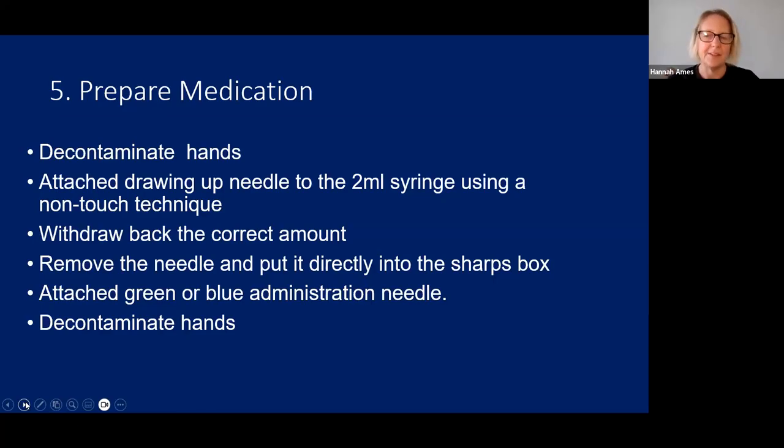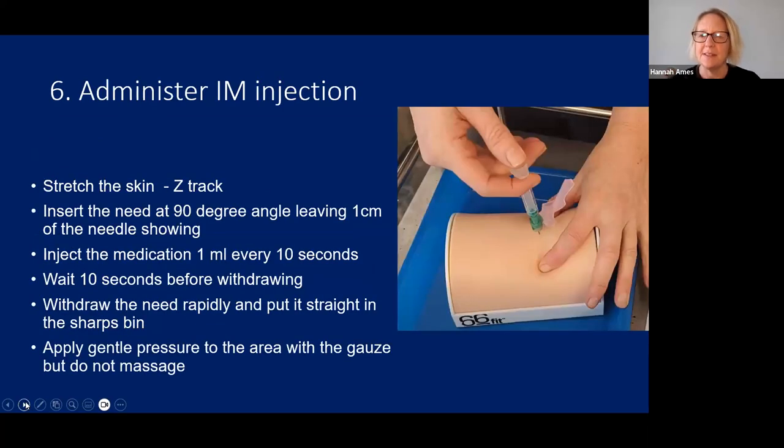You can do another hand hygiene here if you want. It's not essential, but we're not using gloves, so we just want to make sure we're clean. Then we're going to administer the IM injection. For our IM injection, it doesn't matter what medication you're giving, it's the same technique. We stretch the skin, insert the needle at 90 degrees, leaving 1 centimetre of the needle showing, and inject the medication slowly, 1 ml every 10 seconds. So our 0.9 mls we could deliver over 9 seconds.